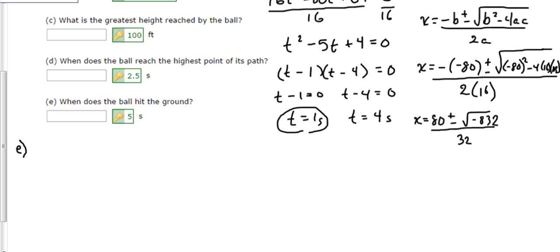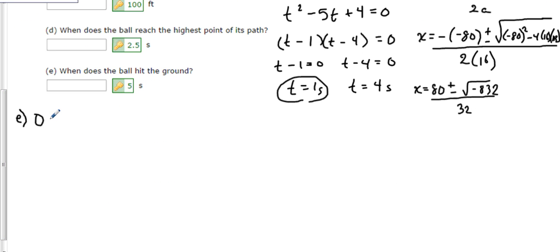Now, when the ball hits the ground, the height is 0. So I'm going to plug in 0 for the height. And we're going to say 0 equals negative 16t squared plus 80t. Okay, now we're going to solve this equation for t. What we're going to do here is take out the greatest common factor of negative 16t squared and 80t. So I'm going to write 0 equals negative 16, since the greatest common factor of negative 16 and 80 is negative 16, and the greatest common factor of t squared and t is t. So negative 16t squared divided by negative 16t is going to give us t. Positive 80t divided by negative 16t is going to give us a negative 5.